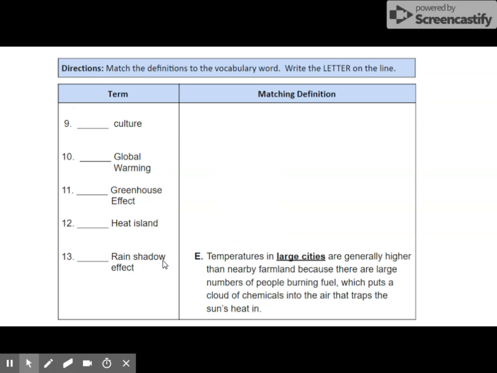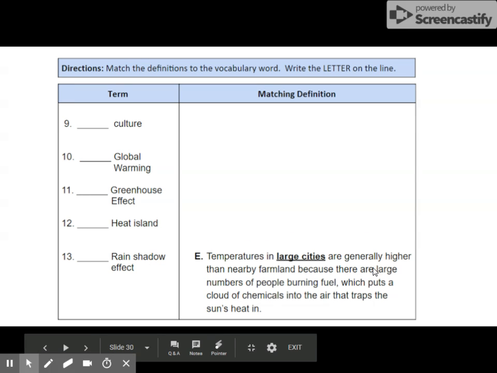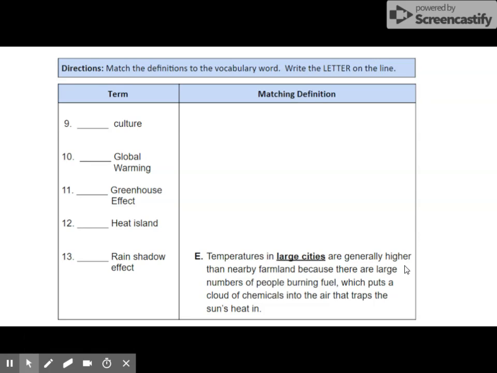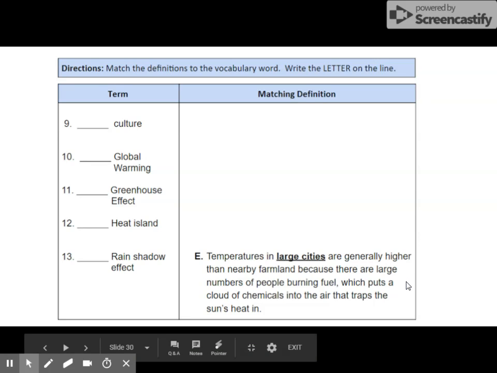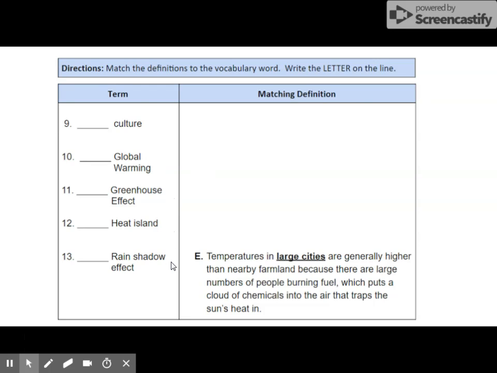Question E. Temperatures in large cities are generally higher than nearby farmland because there are large numbers of people burning fuel, which puts a cloud of chemicals into the air that traps the sun's heat in. Is that culture, global warming, greenhouse effect, heat island, or rain shadow effect?